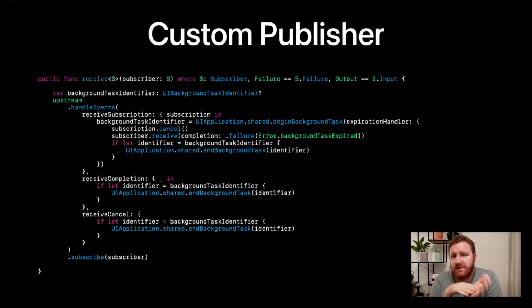So all we actually do here, now the trick to doing a custom publisher this way is that we don't actually subscribe ourselves to, or we don't subscribe the subscriber to ourselves. We subscribe the subscriber to the upstream directly. We're just providing the manipulation in the middle. And in this case, we have a handleEvents operator.